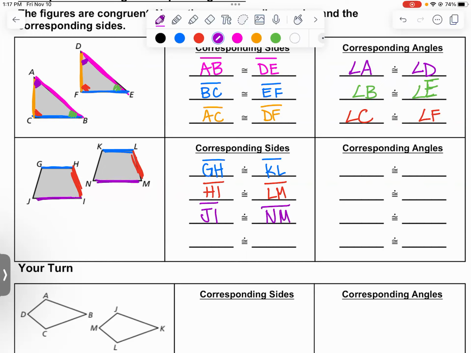NM. Okay. Now, some of you may have already written IJ is congruent to MN. That's fine. And then our last set of sides, GJ, that sounds weird, is congruent to KN. If you choose NK, then you better write JG. Okay, perfect. That's beautiful.